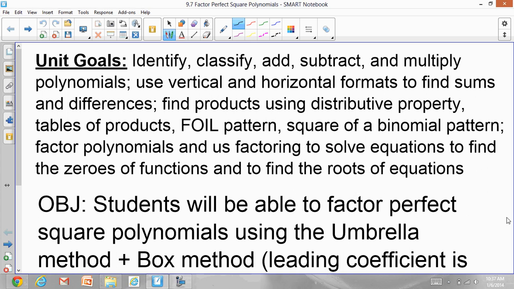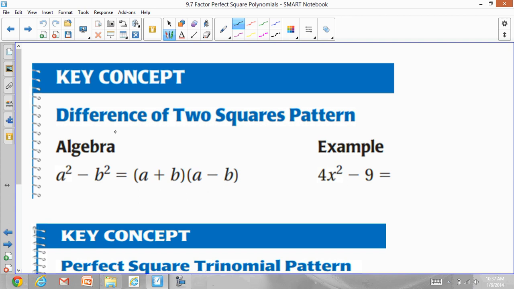In your notebook, write today's date, 9.7, factor perfect square polynomials. This is actually an interesting chapter and interesting lesson, and you will also like this. So copy this down. This is a formula that I need you to remember.